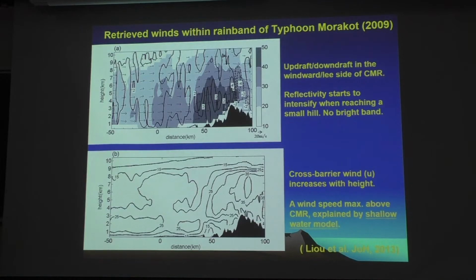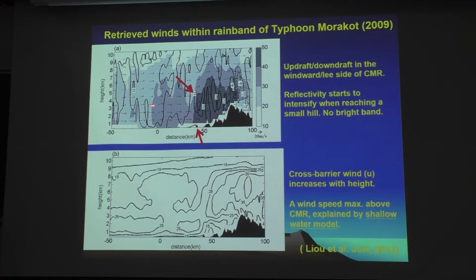And I already started to use Wisdom to analyze the weather system in Taiwan. For example, this is the retrieved wind field within the range of Taiwan. So in this case, you can see this updraft and the downdraft in the windward and the lee side of the Central Mountain Range. And the reflectivity starts to intensify when the wind reaches a small hill.